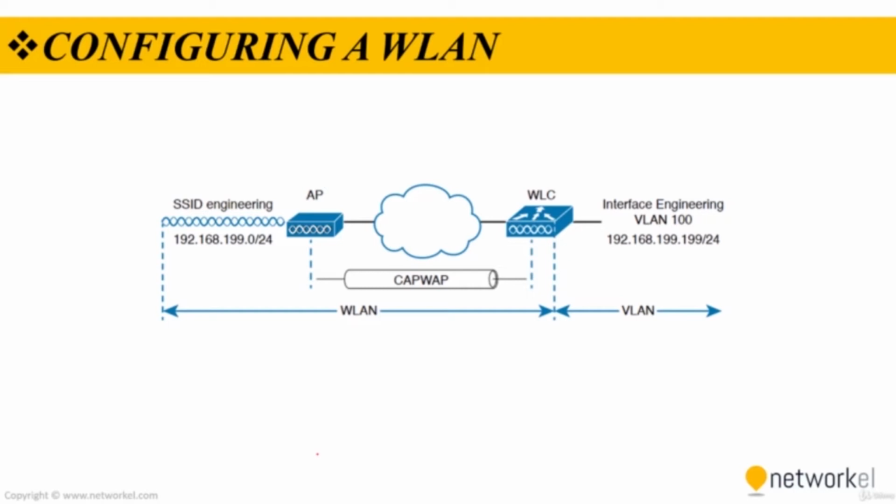So let's talk about configuring a wireless local area network. A wireless local area network controller and an access point work in concert to provide network connectivity to wireless clients. From a wireless perspective, the AP advertises a service set identifier, known as SSID, for the client to join. From a wired perspective, the controller connects to a virtual LAN, VLAN, through one of its dynamic interfaces. And to complete the path between the SSID and the VLAN, as illustrated on the screen, you must first define a wireless local area network on the controller.